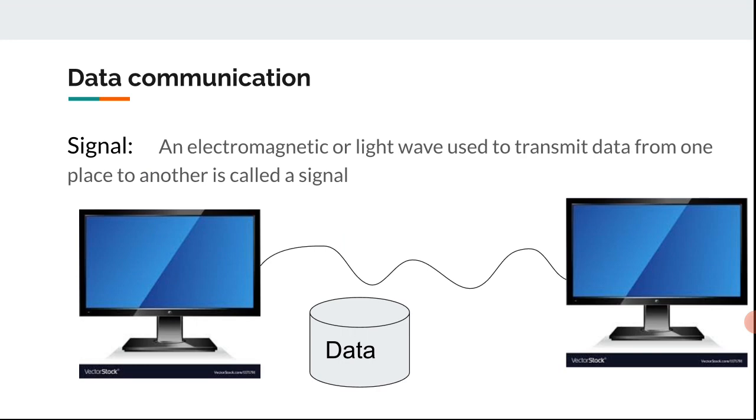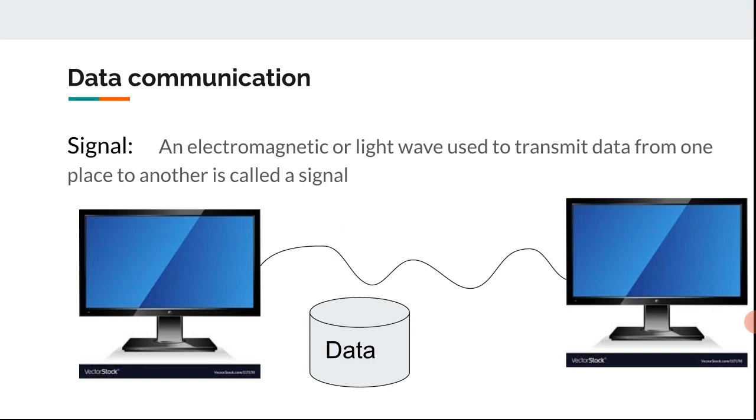Data communication includes an electromagnetic or light wave used to transmit data from one place to another. It is called a signal. This is the basic definition of a signal. In this slide we have two computers, and data is sent from one computer to another with the help of signals or with the help of wires. Wires also use signals. Signals play a very important role in data communication. We will explore the different types of signals in future lessons.